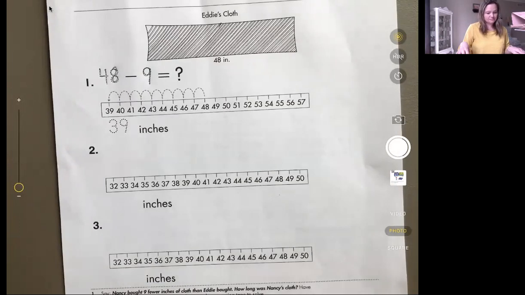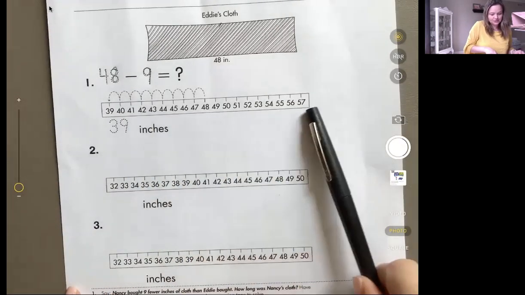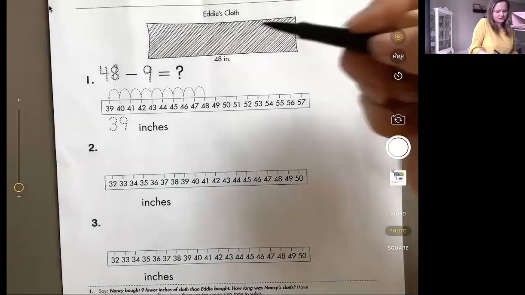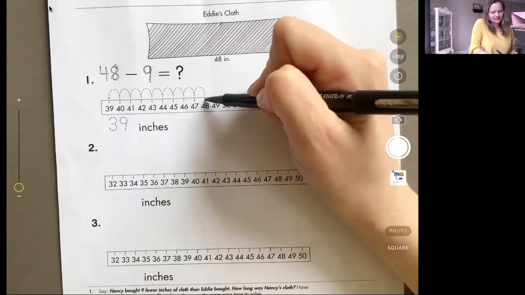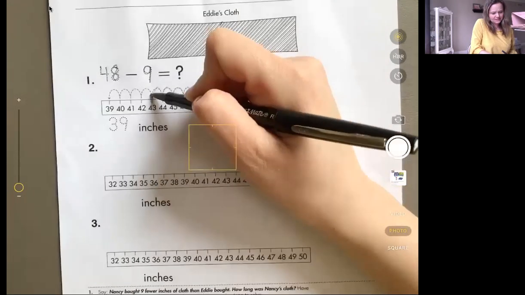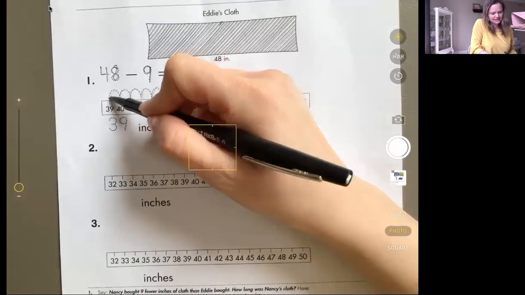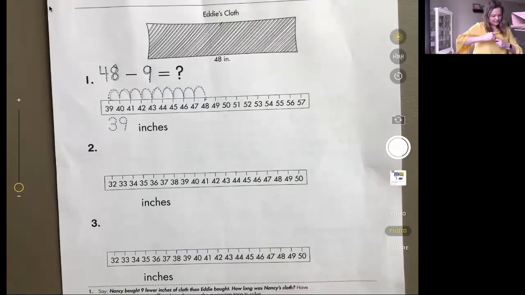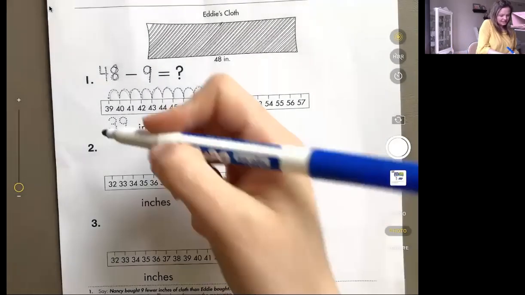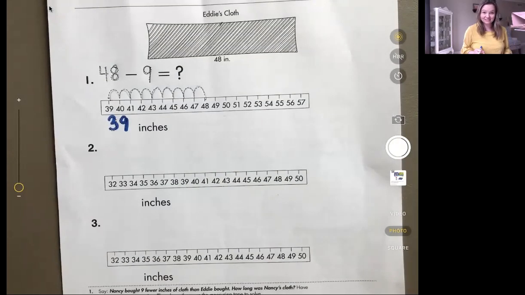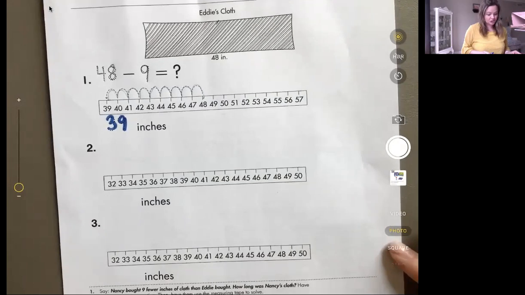A lot of people, like a seamstress, use tape measures a lot. So this box here is supposed to mimic a tape measure, which is what I showed you. Eddie's cloth is 48 inches. So we start at 48 and we're going to count back 9. 1, 2, 3, 4, 5, 6, 7, 8, 9. We land at 39. So we know that Nancy's cloth is 39 inches. Okay, let's look at number 2.